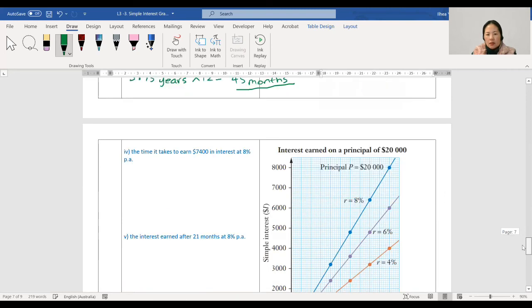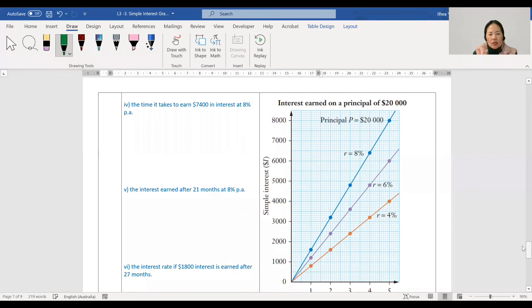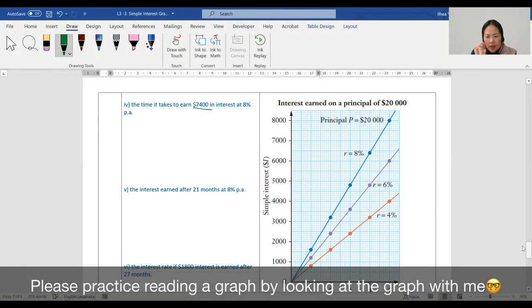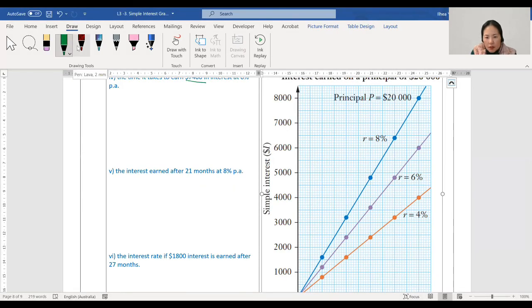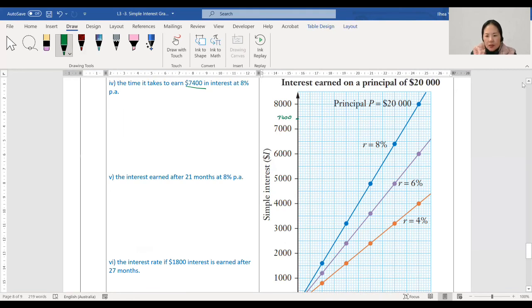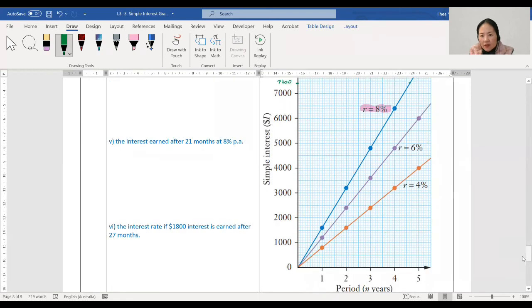Next one, okay? The time it takes to earn 7,400 in interest at 8% per annum. So now finally we got to see the 8%. 7,400. Okay, each one was 100, wasn't it? So 4 up to right here. 7,400. So 7,400 is right there. So 7,400, 8%. So we're looking at 8% right now. The blue line. If I go and hit right there, if I go down, it'll be up to here, I think, roughly. We're going up by 0.1 to the right, so it'll be 4.6.